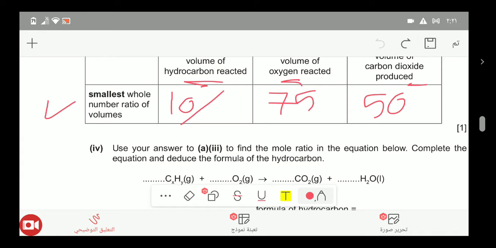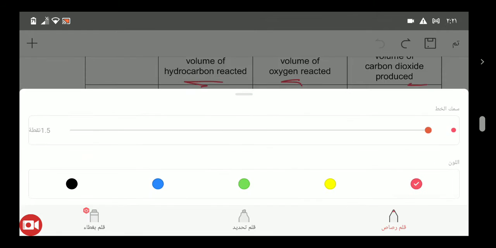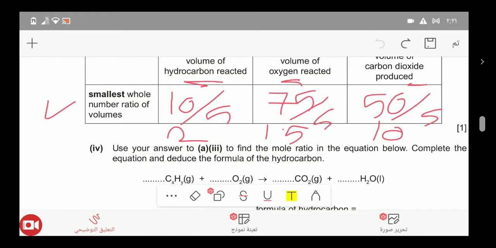Division by 5 for each. So the final numbers are 2, 15, 10. Let's move to the next question.